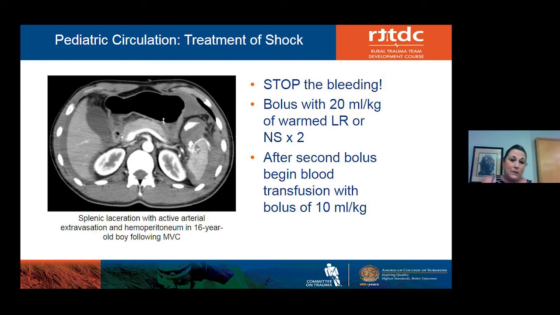When we're looking at this picture, you can see that this patient has a splenic laceration with active arterial extravasation and a hemoperitoneum. This is a 16-year-old boy who was in a motor vehicle collision. Now, you're not going to be able to recognize that out in the field, except by the mechanism of injury, if they had a seatbelt sign, or the mechanism where he went over the handlebars. Those are the kind of things that are going to lead you to the fact that this patient may have a splenic laceration. So for this patient, getting them to the trauma center or to care to be able to evaluate the patient is important. But recognizing that stopping the bleeding and doing blood transfusion or maintaining blood pressure is important.